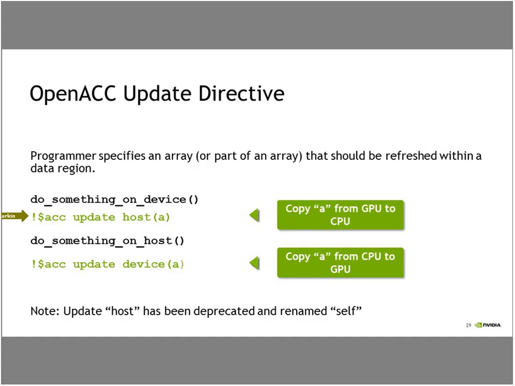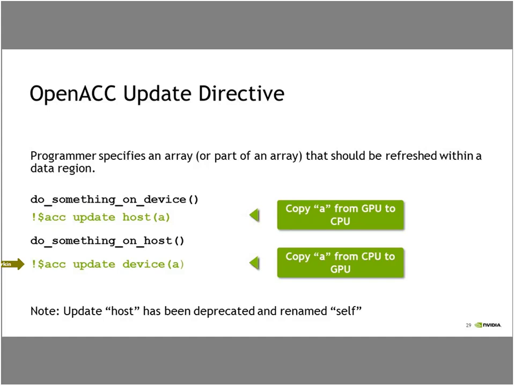The CPU might write it to a file. It might do some other computation. It might do an MPI send. Then whatever I'm doing on the host completes, and I want to give the GPU back the freshest data, and so I would do an ACC update device.